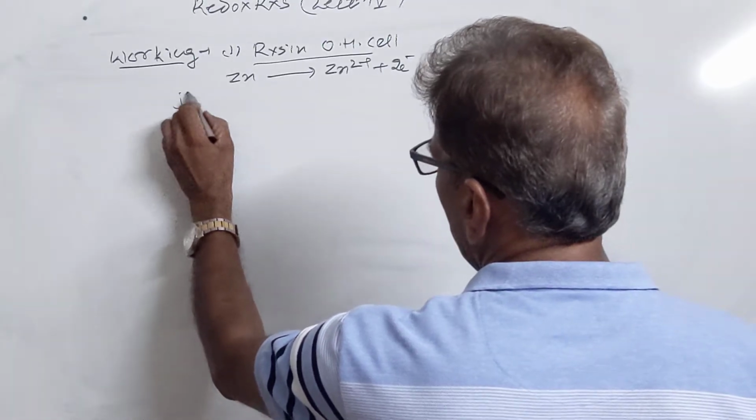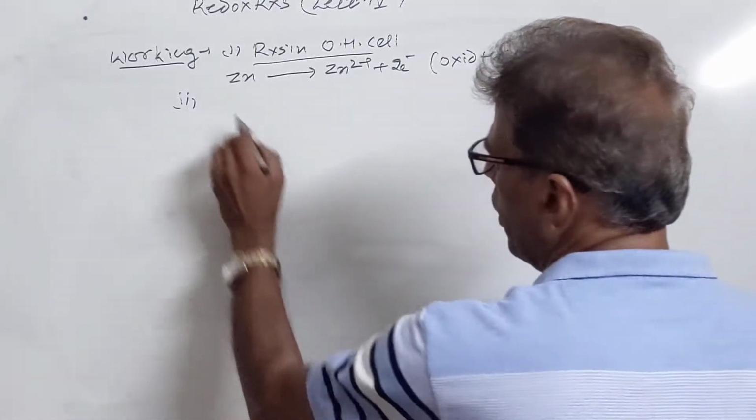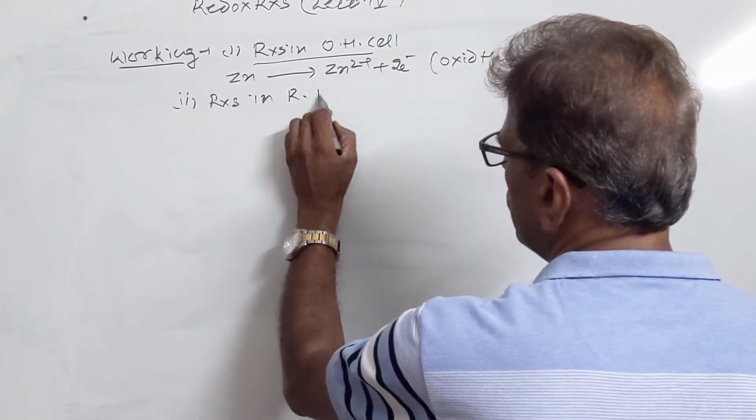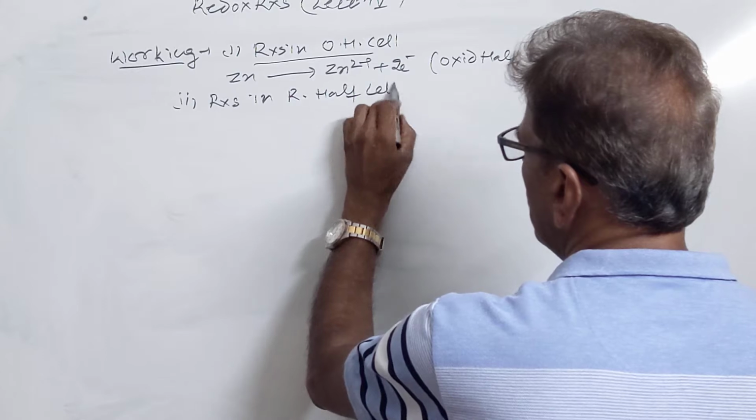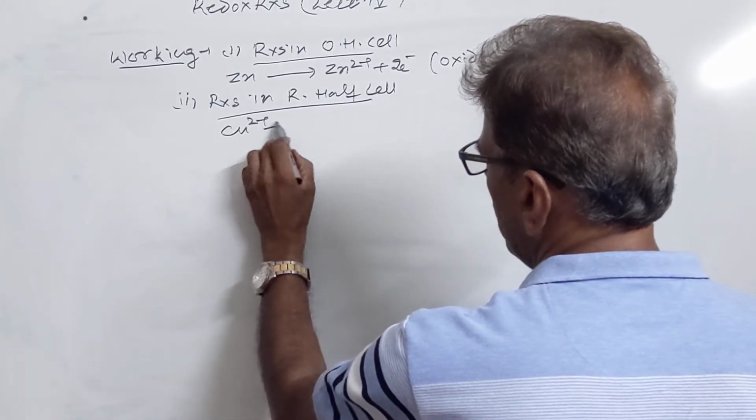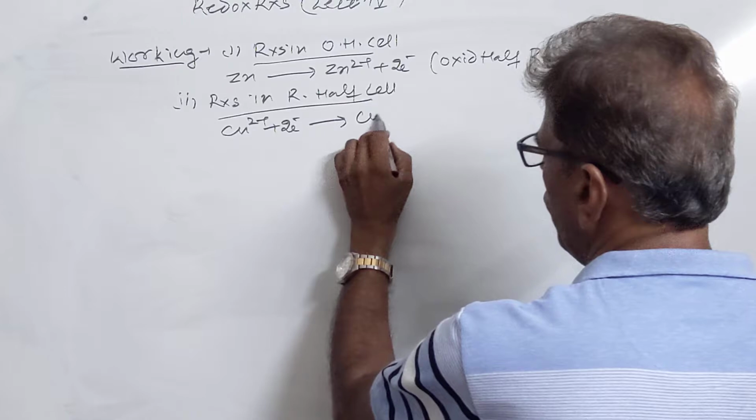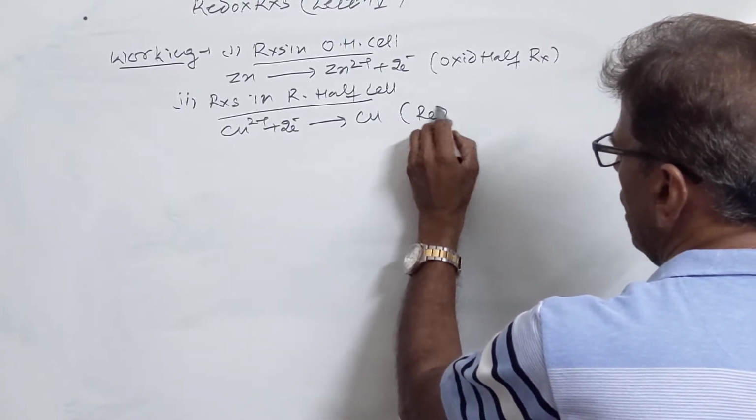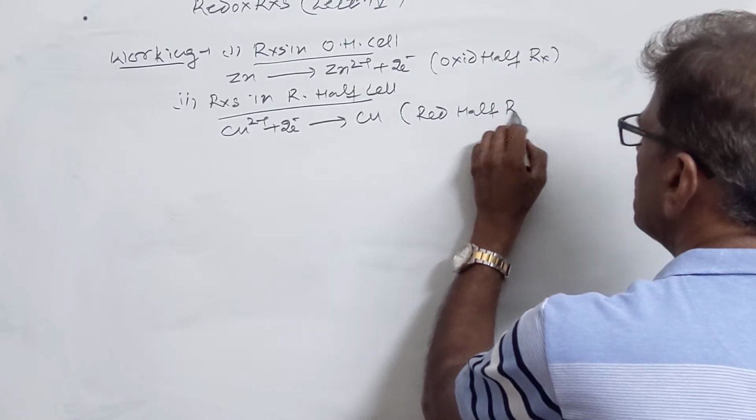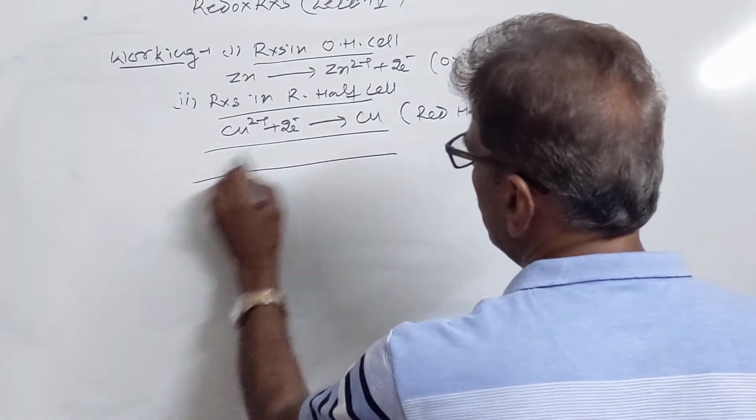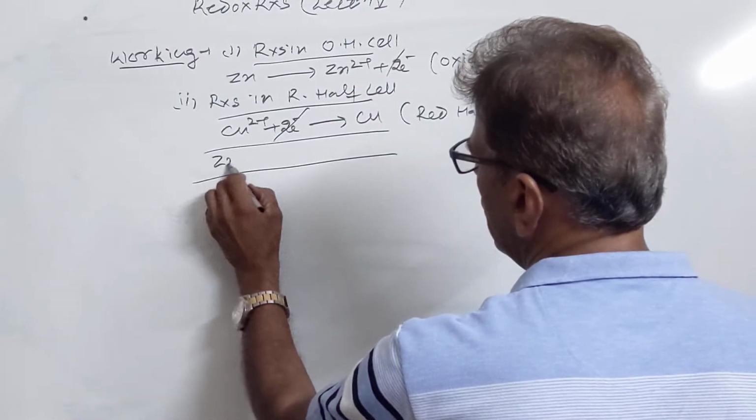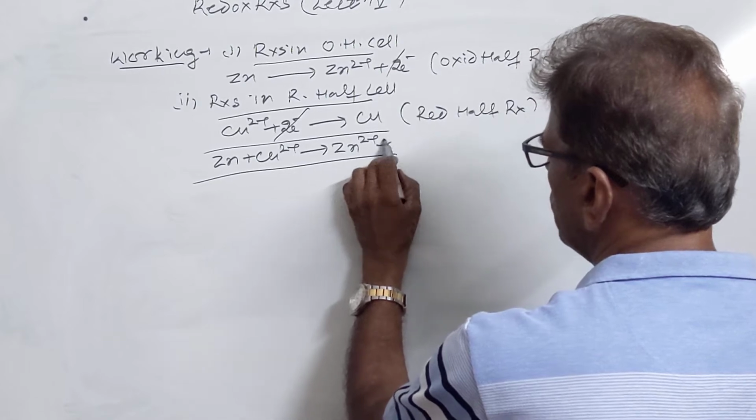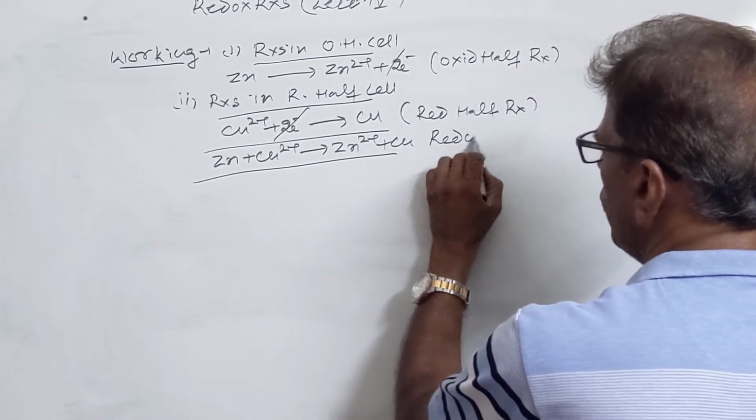Then these electrons are pulled by the copper rod, the copper electrode. That is the reaction in the reduction half cell. Copper ions accept these two electrons at the copper rod and form neutral copper, that is deposited at the copper rod. This is called the reduction half reaction. When the two reactions are added together, the electrons cancel. Zn plus Cu2+ gives Zn2+ plus Cu. This is called the redox reaction.